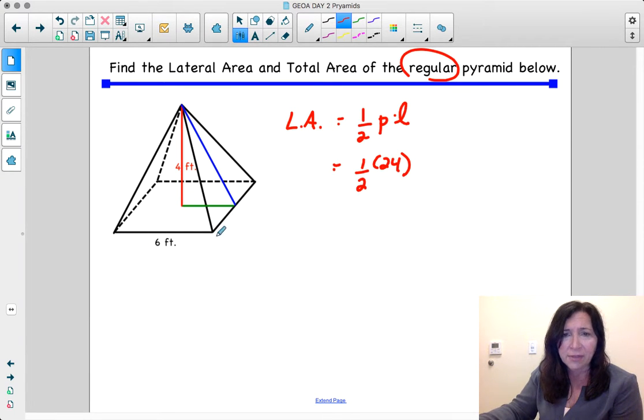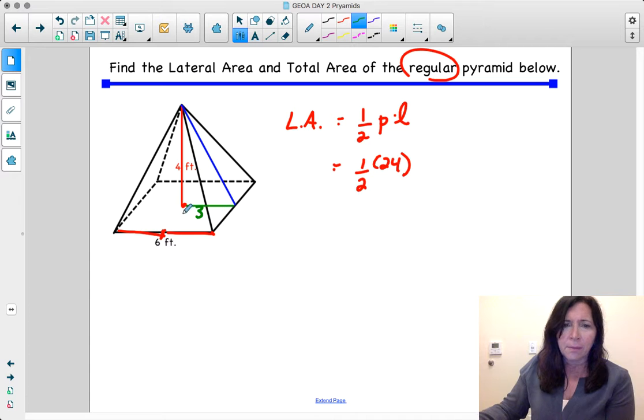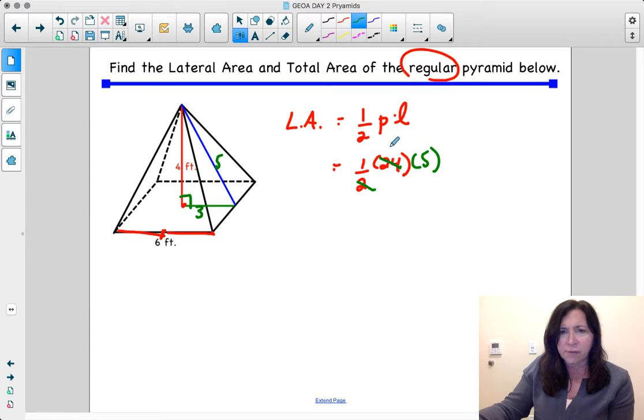But if I know that these are regular, that means from here to here, half of that is 3. So that means my apothem, that green value, is 3. But now you know the height is perpendicular, so that becomes a 3, 4, 5 triangle. So that means my slant height is 5. So we're going to go 2 into 24, which is 12. And what's 12 times 5? 60. So we have 60 units squared as my lateral area.